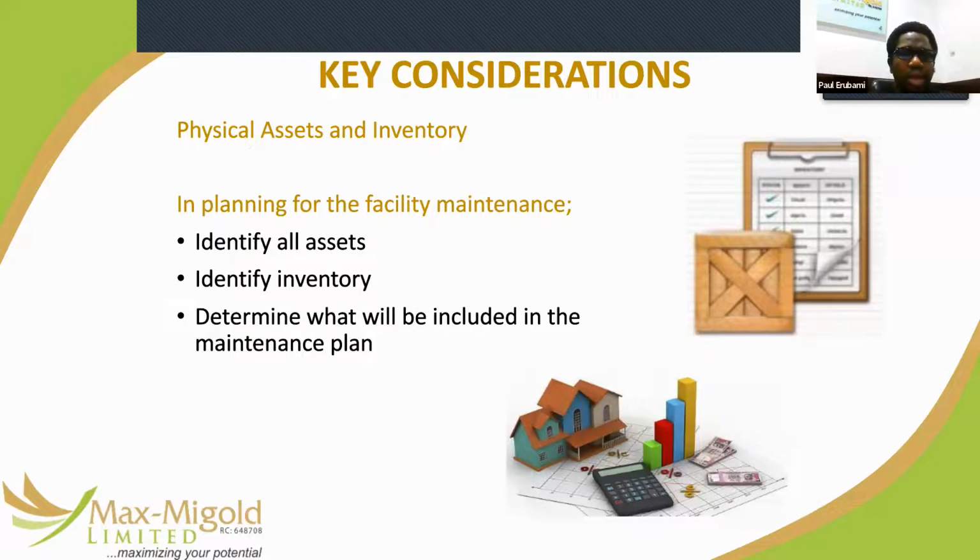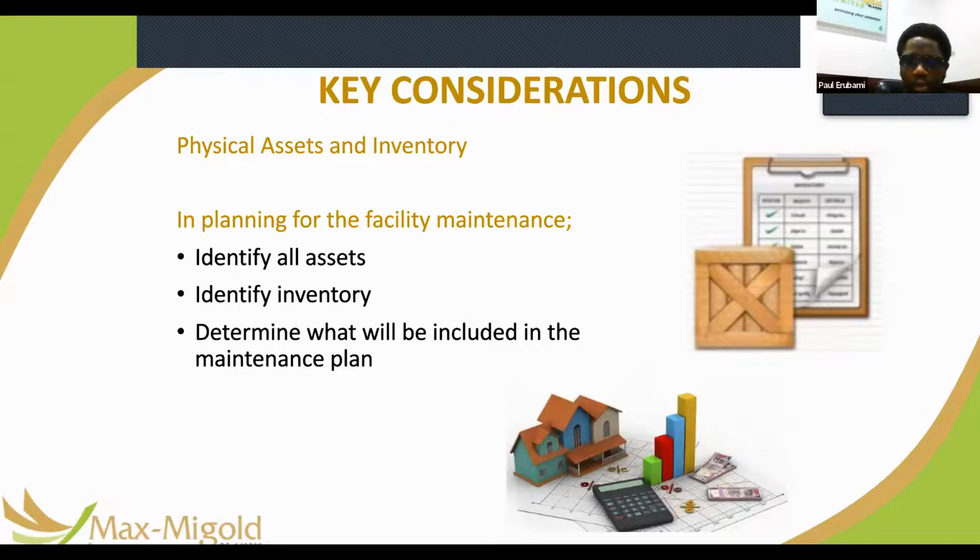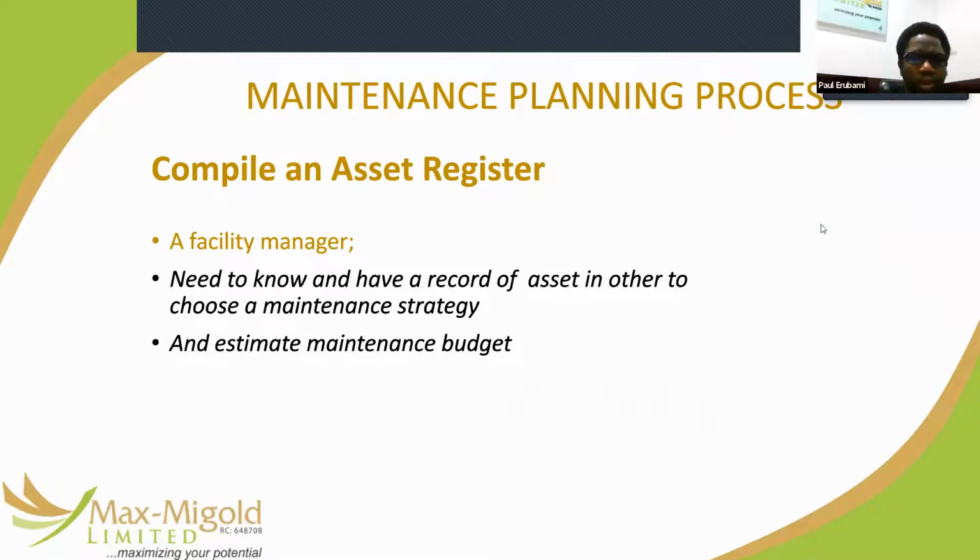You're creating a spreadsheet and a layout of all your assets. Okay, so that's the first thing. You must know all your assets, because if you don't know the asset, then you cannot be very sure of what maintenance to put in place. You may just be following what others have been doing. So the first thing is your maintenance asset register. You need to know and have a record of assets in order to choose a maintenance strategy.